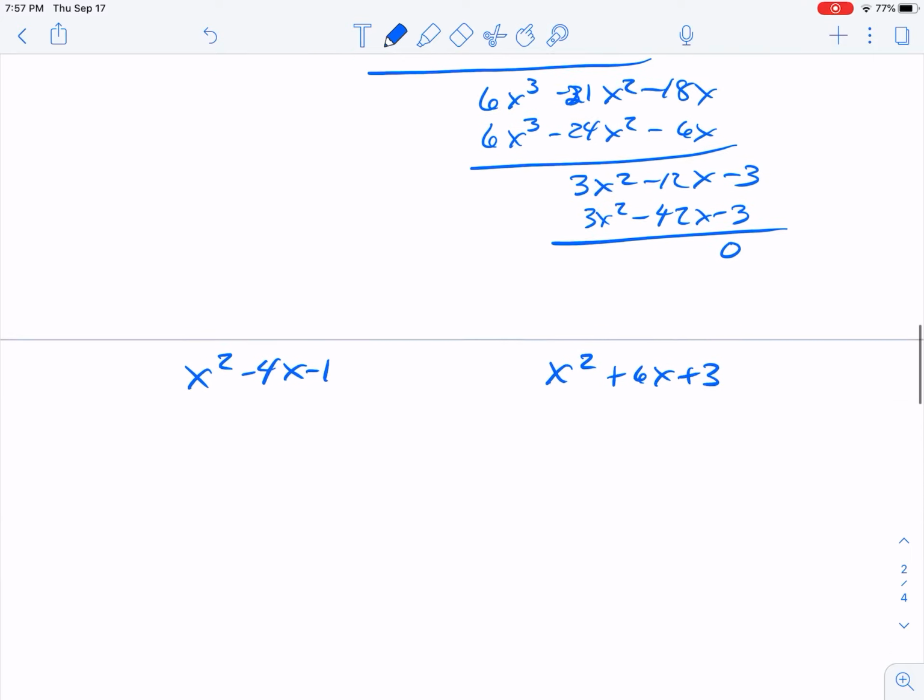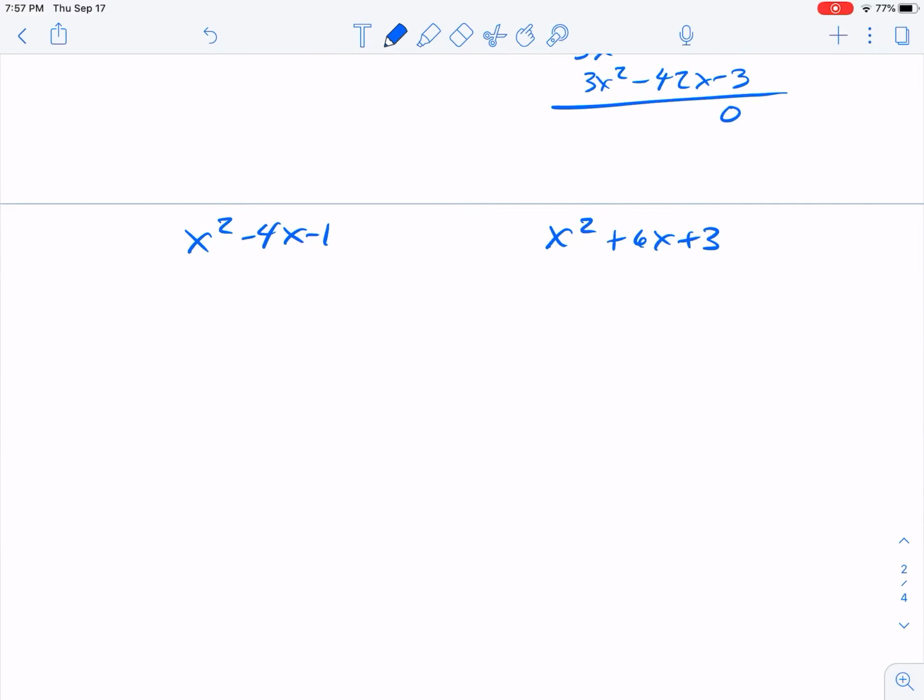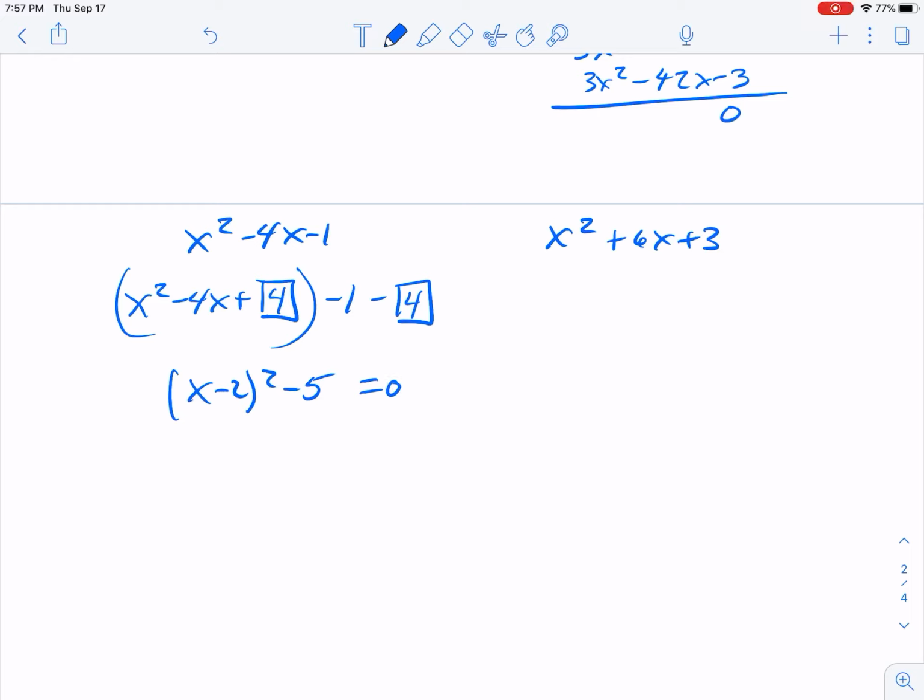I can use the quadratic formula, or I'm going to do complete the square just so we practice. X squared minus 4x plus a box, minus 1 minus a box. Half of 4 is 2. 2 squared is 4. So this is x minus 2 squared minus 5, and I set it equal to 0. X minus 2 squared equals 5. Take the square root. Now I add 2 to both sides, and I have 2 plus or minus the square root of 5.